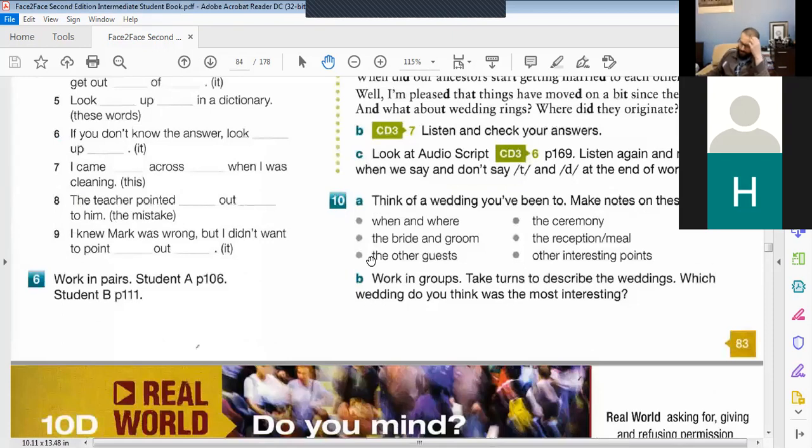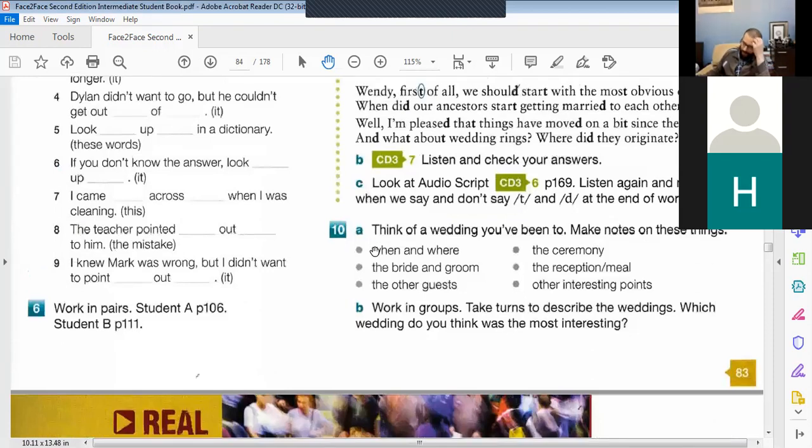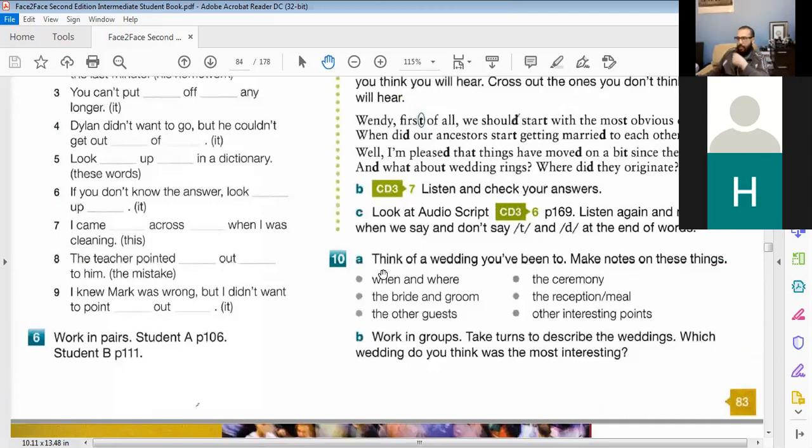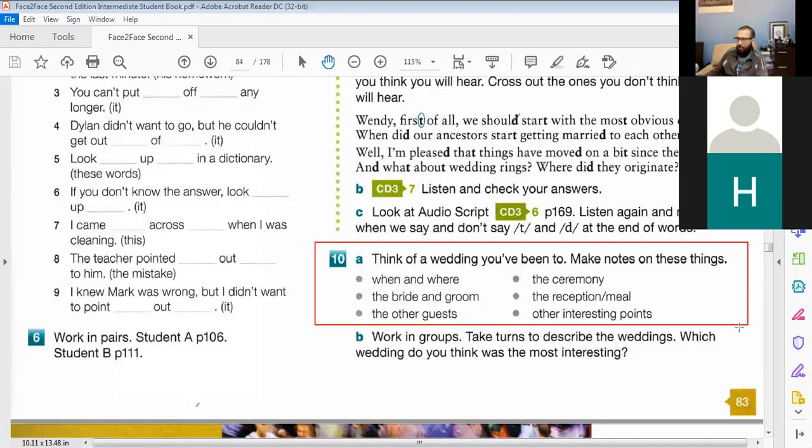Okay, our last speaking exercise. So we don't want to waste too much time on this, because we talked quite a lot about weddings, but I'd like some quick notes because I think this is a topic where maybe you have more information than me, so you might help me understand a little more about this. So it says here, think of a wedding you've been to. Make notes on these things.